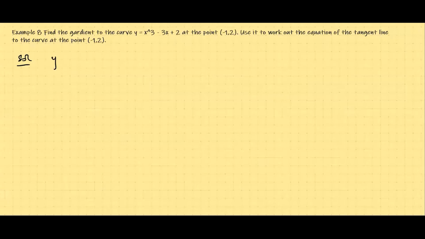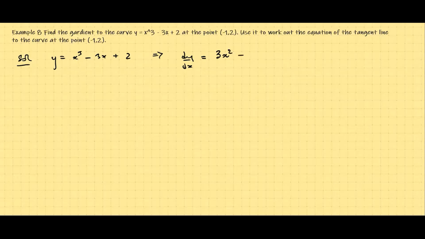So my curve is y equals x cubed minus 3x plus 2, and we just differentiate this, right? We differentiate each term at a time. The first term differentiates to give me 3x squared, the second term gives me minus 3, and because 2 is a constant, it's just going to be 0. But of course, I can just rewrite that as 3x squared minus 3. Now, we can evaluate the derivative at the point x equals minus 1.